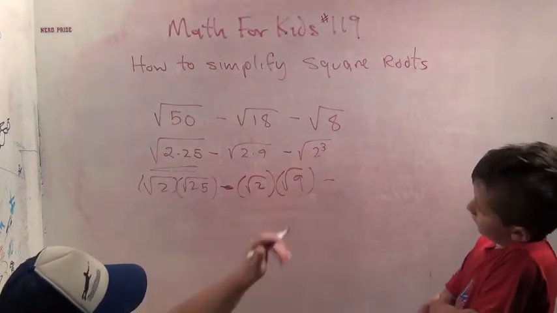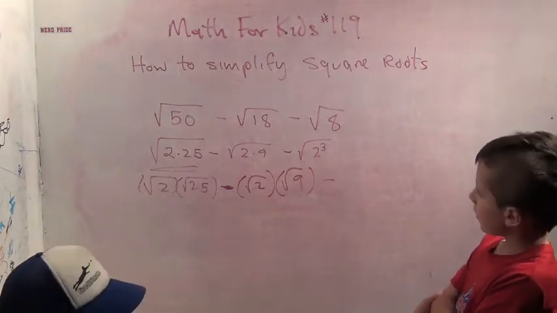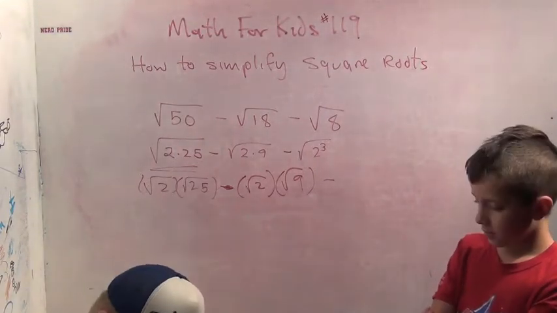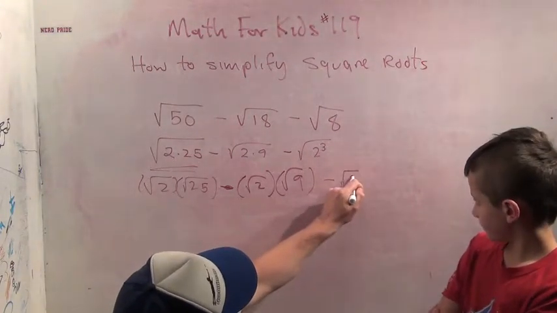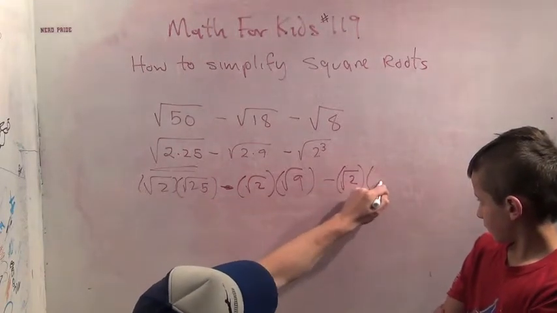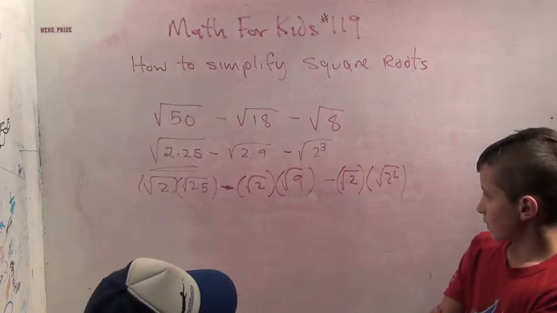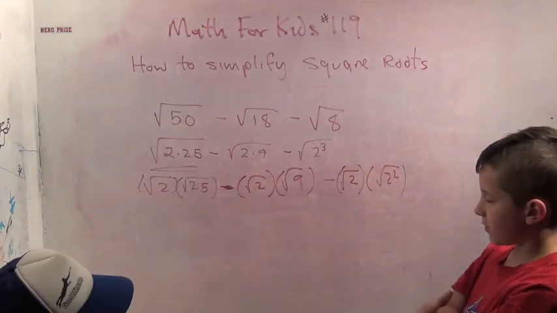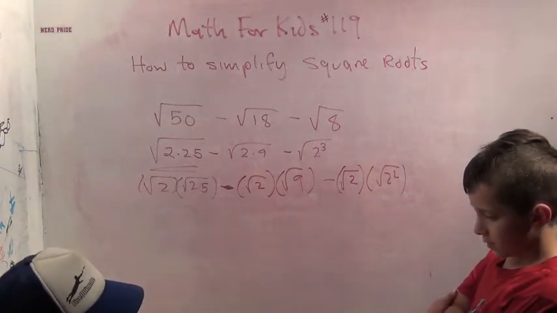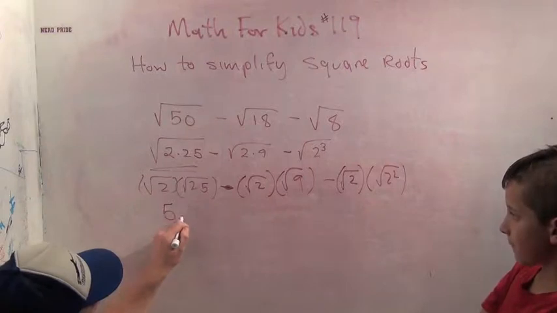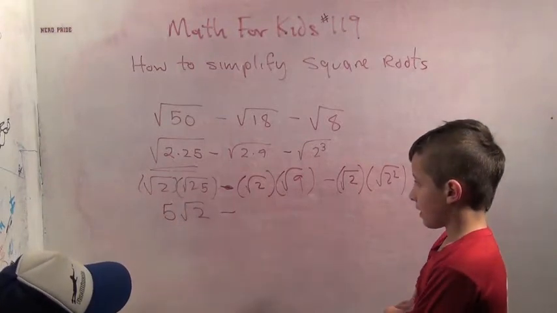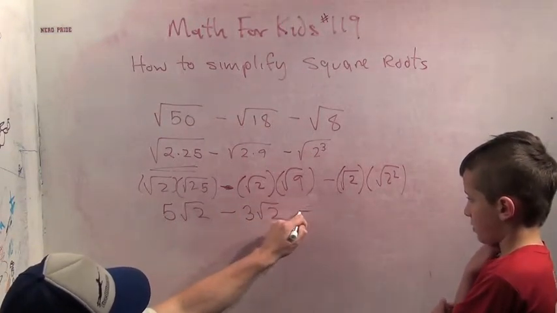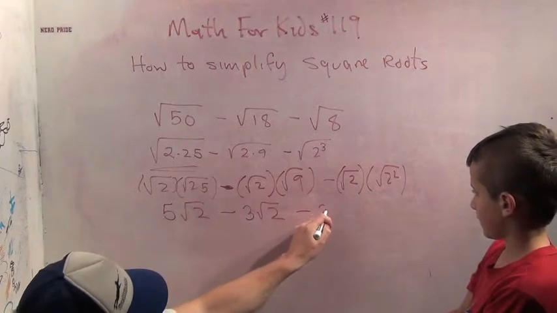Now this one is a little tricky: the square root of 2 cubed. It's the square root of 2 squared times the square root of 2. Very good. I'm going to write it as the square root of 2 times the square root of 2 squared. Now, what can we say about this expression, the square root of 2 times 5? How do we usually write that? 5 times the square root of 2. Minus 3 times the square root of 2. Minus 2 times the square root of 2.